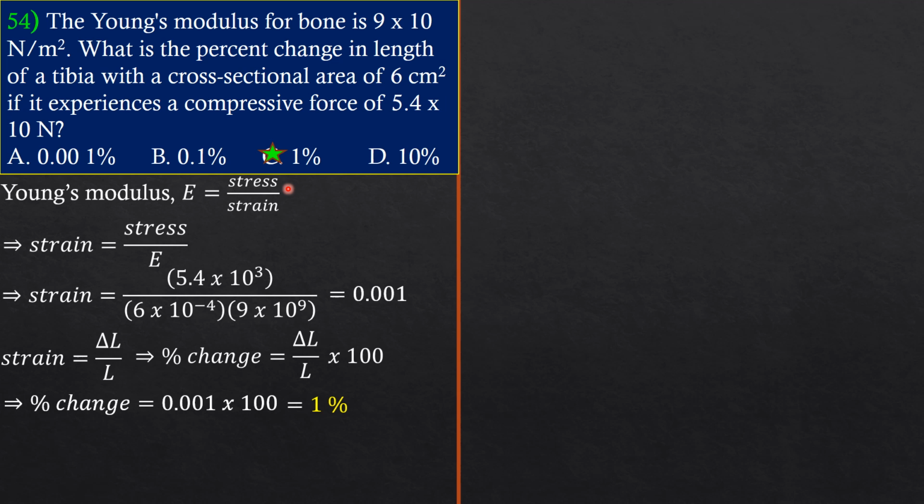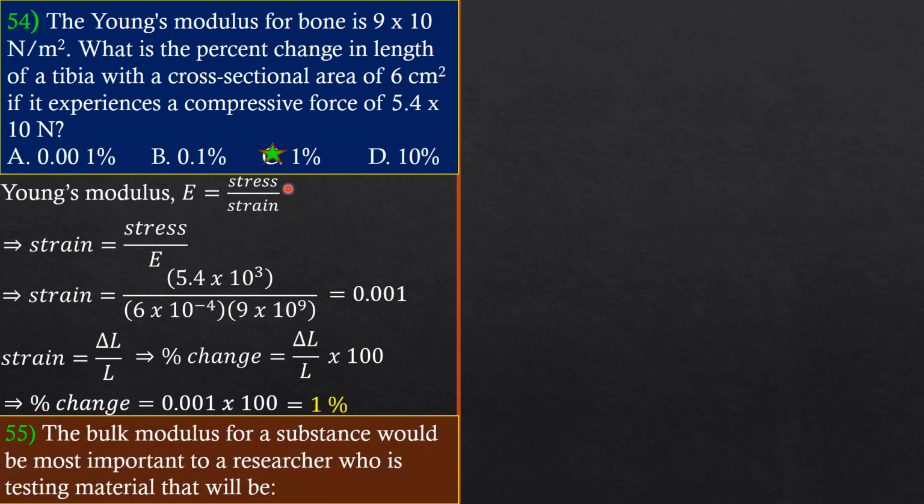Okay. Question 55 reads that the bulk modulus of a substance will be most important to a researcher who is testing materials that will.